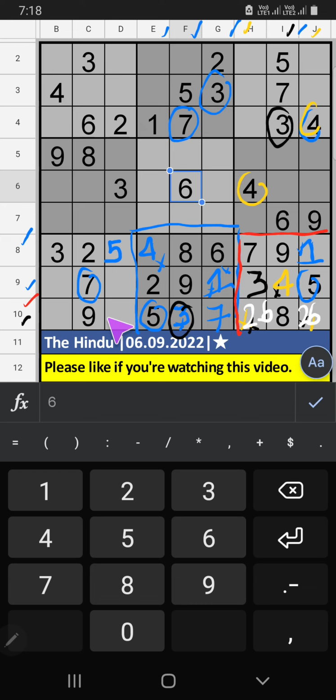10th row, 2 numbers are remaining, 1 and 4. Column B, we have 4. So 4 can't come in the cell, 4 is confirmed here. Then 1 is here. 9th row, 2 numbers are remaining, 6 and 8. It will come in one of the two cells. We will confirm later.